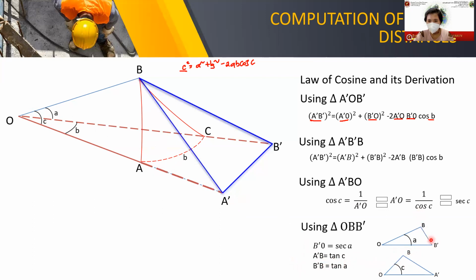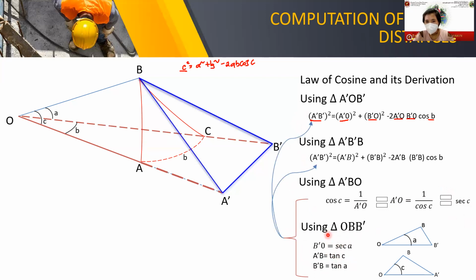So we can solve B prime B by using the tangent of A. Okay, so using this value, we have OA is secant C, BO is secant A, A prime B is tangent C, and B prime B is tangent A. Now, we are going to use this relationship and substitute these values in our formulas here. So, you copy BO and then substitute the secant A, tangent C, and tangent A.